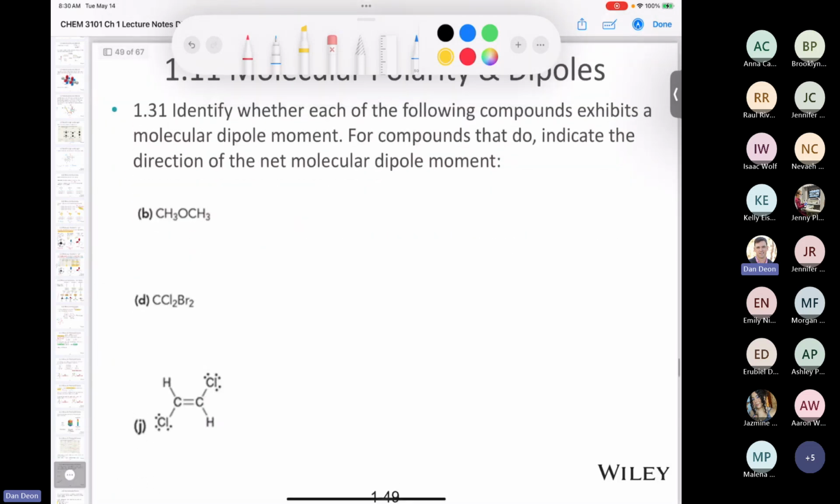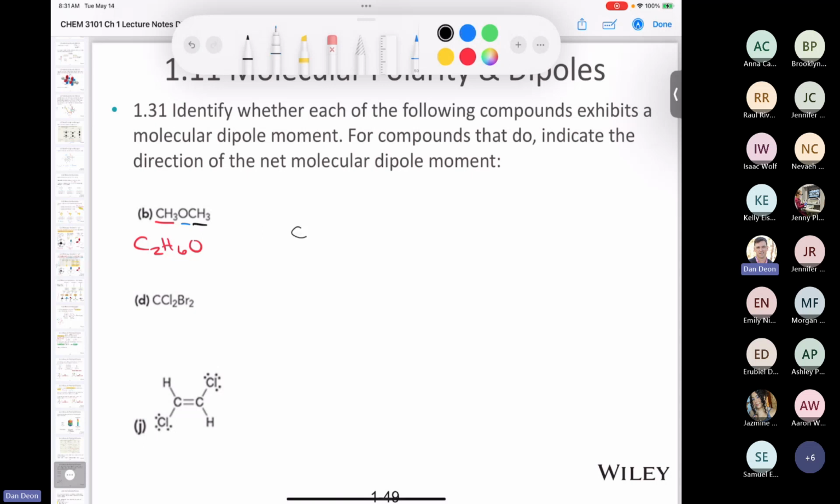So if we take a look at these examples here, it says identify whether each of the following compounds exhibits a dipole moment. For compounds that do, indicate the direction of the net molecular dipole moment. Well, if we take a look at this first compound, you can see that they didn't give us a molecular formula like C2H6O. They actually gave us some information. They said first there's a CH3, then there's an oxygen, and then there's another CH3. So that gives us a clue as to the connectivity, or how the molecule is connected.